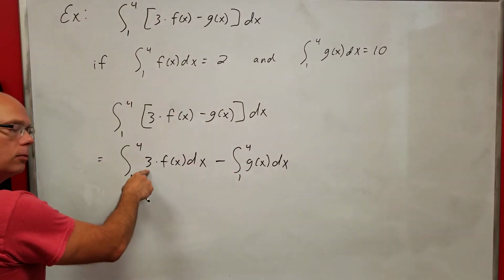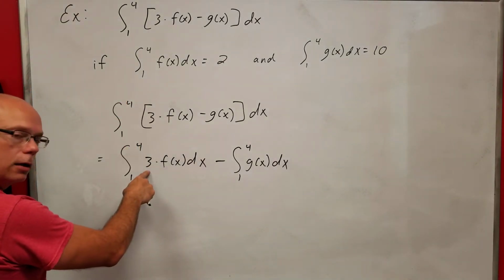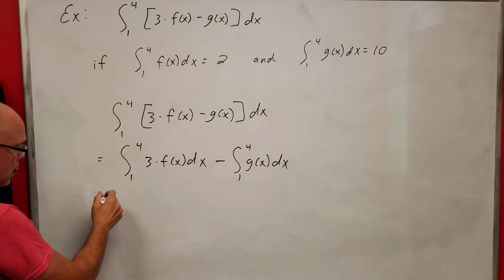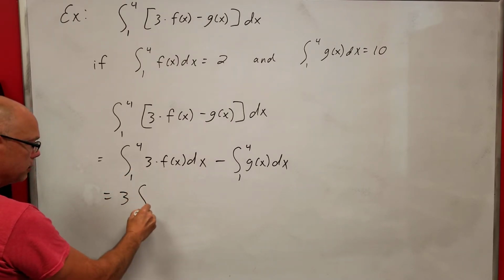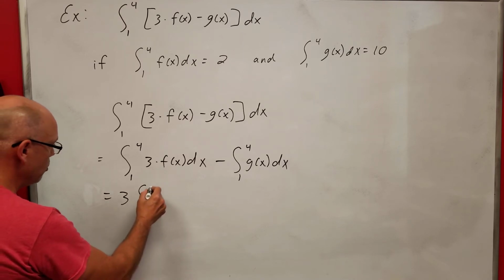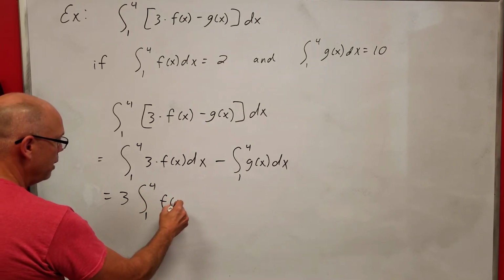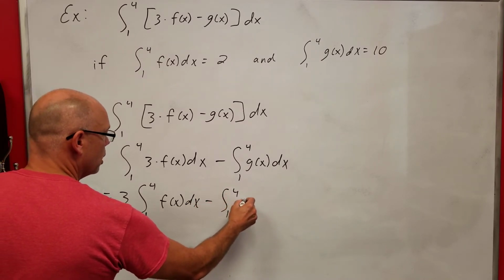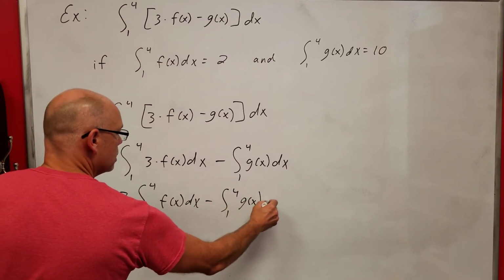Now, according to property part A that we had earlier, it says if you have a constant being multiplied by your function, just factor the constant to the outside of the integral sign, and you have 3 times the integral from 1 to 4 of f of x dx minus the integral from 1 to 4 of g of x dx.